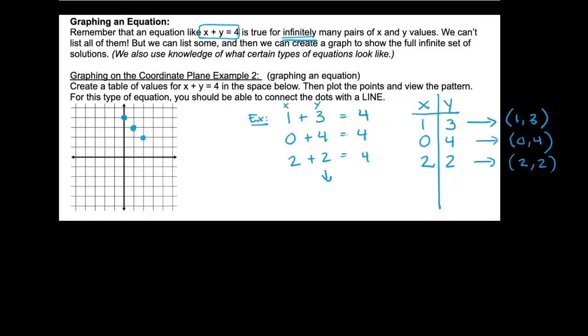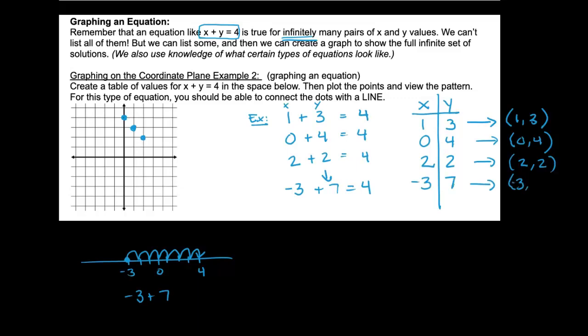So what happens if x is, I don't know, maybe -3? Well, -3 plus what equals 4? Now you have a couple of options there. You could think about it from a number line perspective. So x is -3. What do you have to do to that to get 4? Well, you'd have to add 1, 2, 3, 4, 5, 6, 7. Okay, so -3 plus 7 is going to give you a +4. So you could approach it that way. So -3 and a +7.